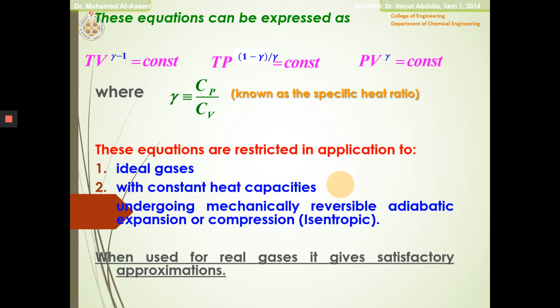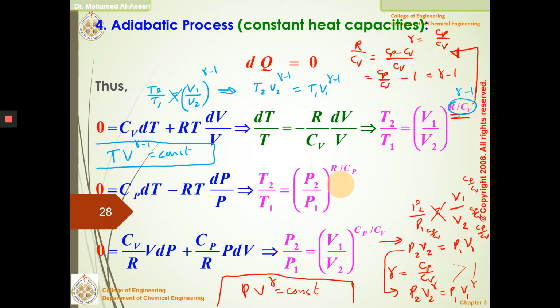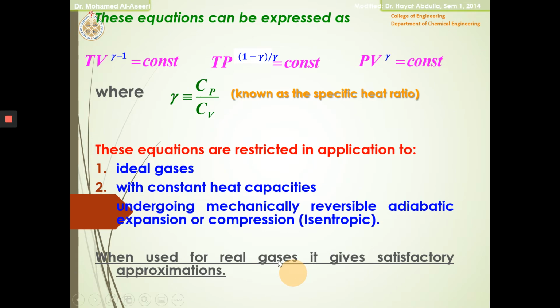So what do we have? I'll go back to this slide here. I will just clarify. We put temperature and volume relationship here. We put temperature and pressure relationship here. We put pressure and volume relationships here. And to make it in terms of gamma, those are the equivalent representations. T V to power gamma minus 1 is constant. T P to power (1 minus gamma) over gamma is constant. P V to power gamma is constant. So those are the three equations in terms of gamma.